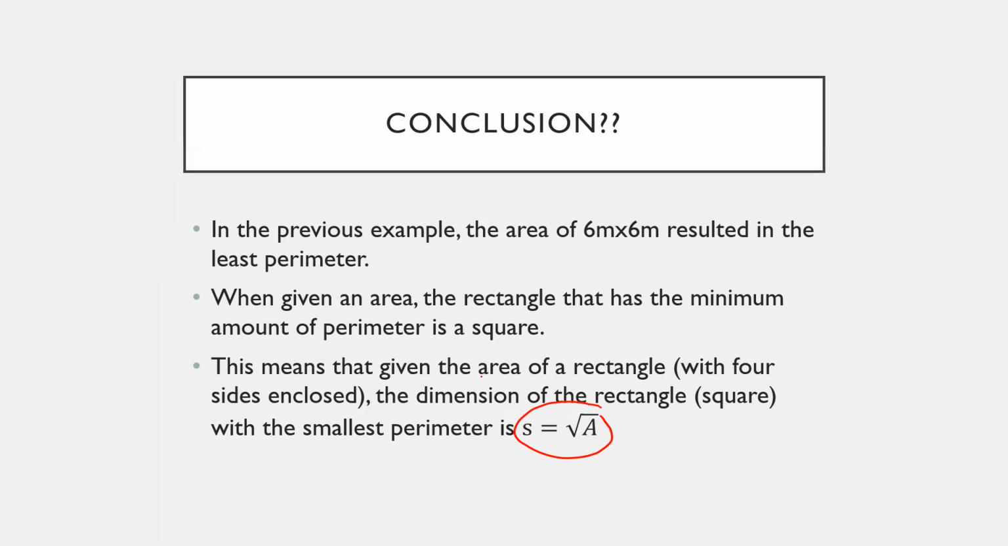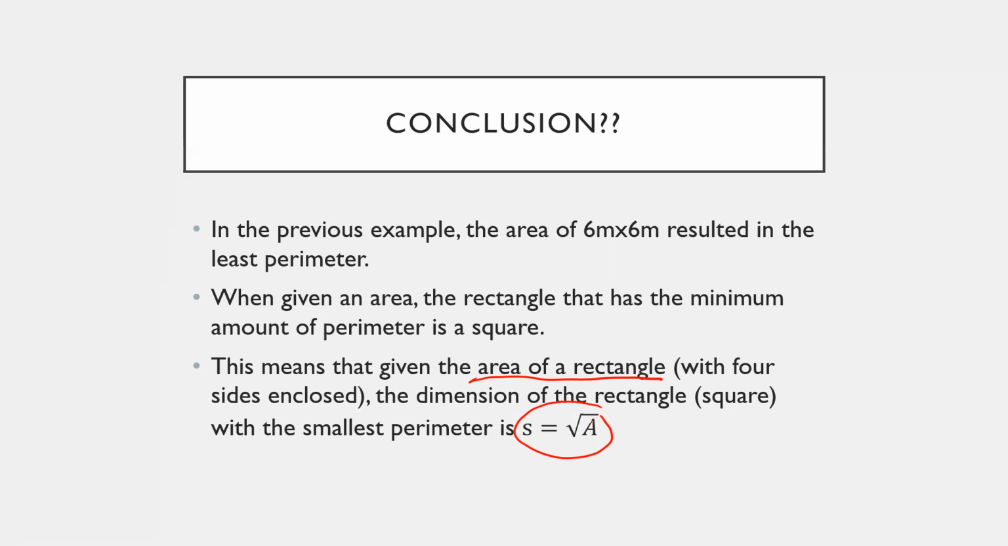So if I'm given the area, all I need to do is simply take the square root of it, and that will give me the dimension that would result in the smallest possible perimeter. So this is kind of the basis of what we're really doing here. And this is going to be extremely useful. And you can see the usefulness of this in real life. There's a lot of times where you want the least amount of perimeter.